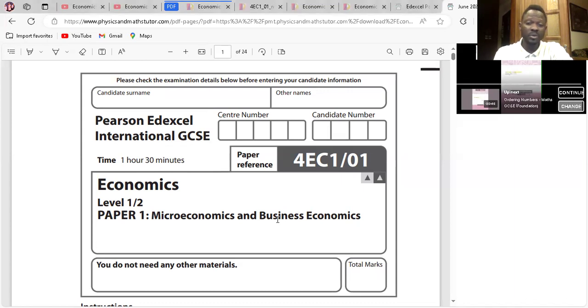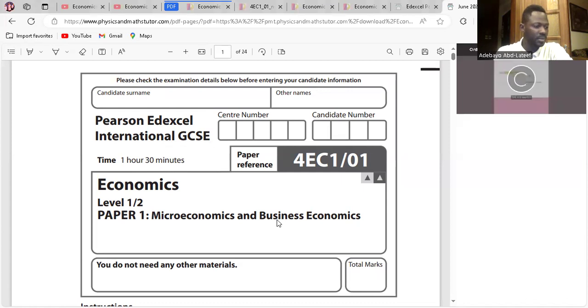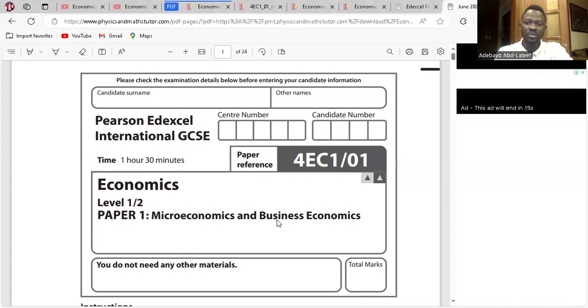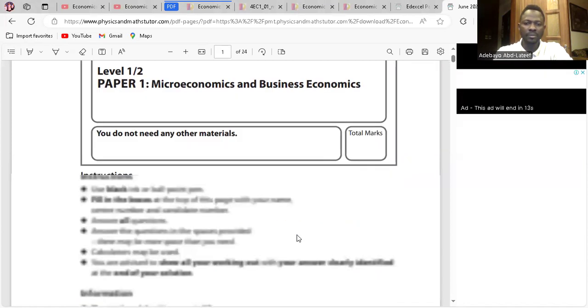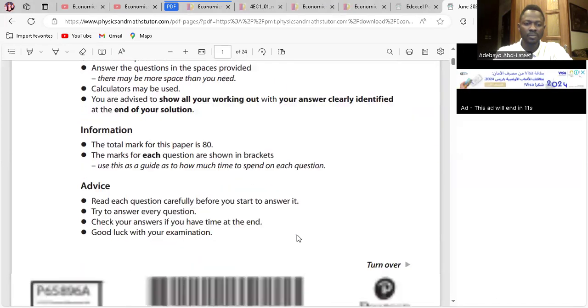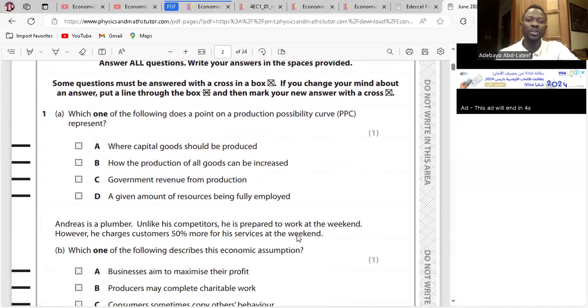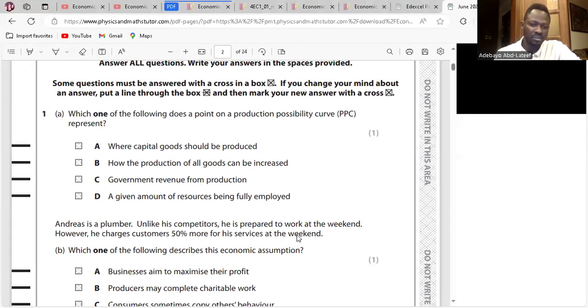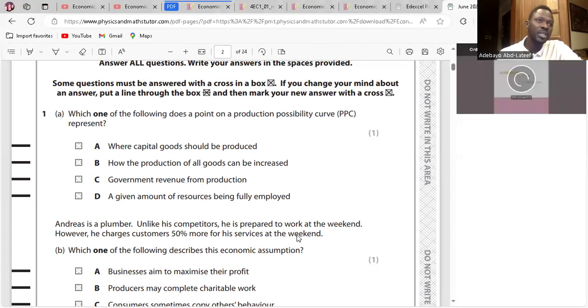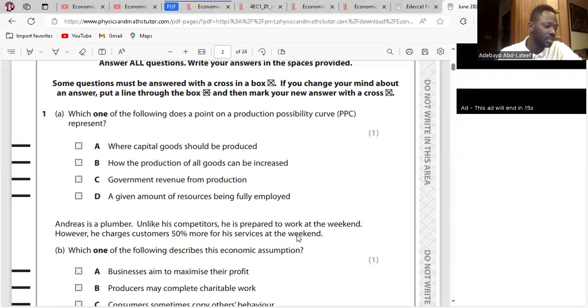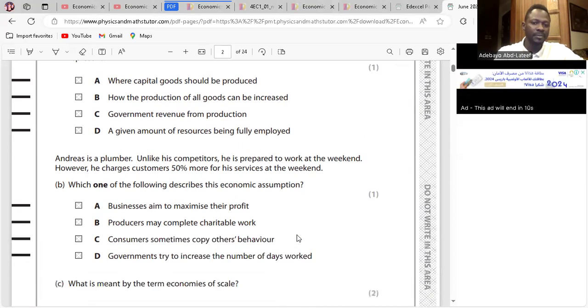So we have Economics Paper 1, May/June 2021. The first question: which one of the following does a point on the production possibility curve represent? Well, the PPC is the combination of two goods that can be produced at a given time if all resources are fully employed. And there's full employment here, that's D. So the answer is D, clear?